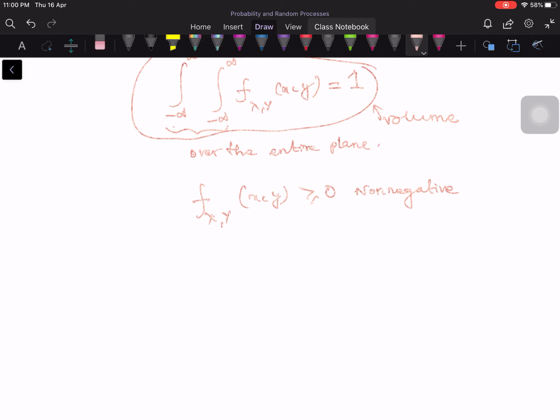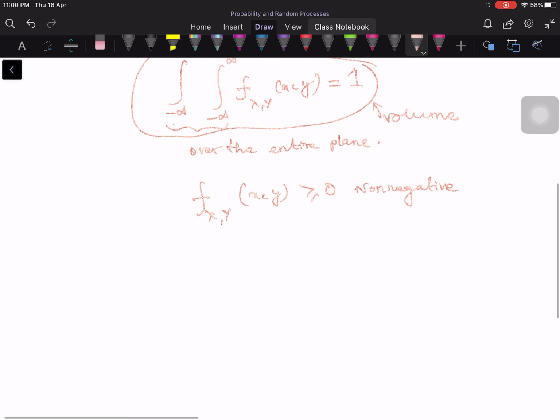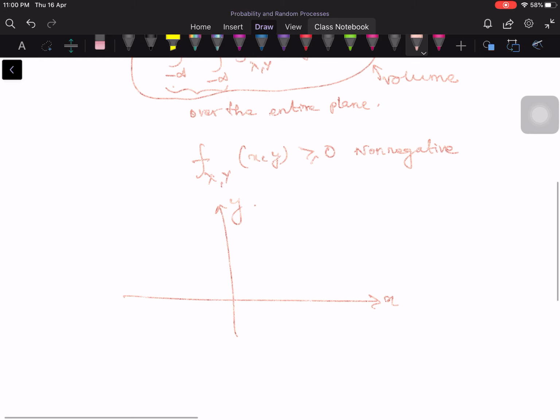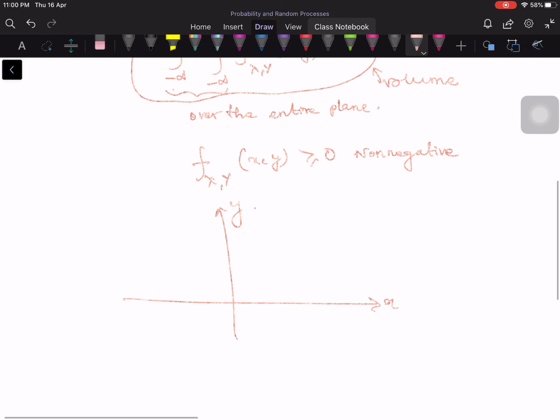Think of the situation as having 1 kilogram of probability that is spread all over your space, the xy plane. The height of this joint density function tells you how much probability tends to be accumulated in certain regions of space as opposed to other parts of the space. In some regions, the probability will be more likely to occur, and in some regions, it is less likely to occur.